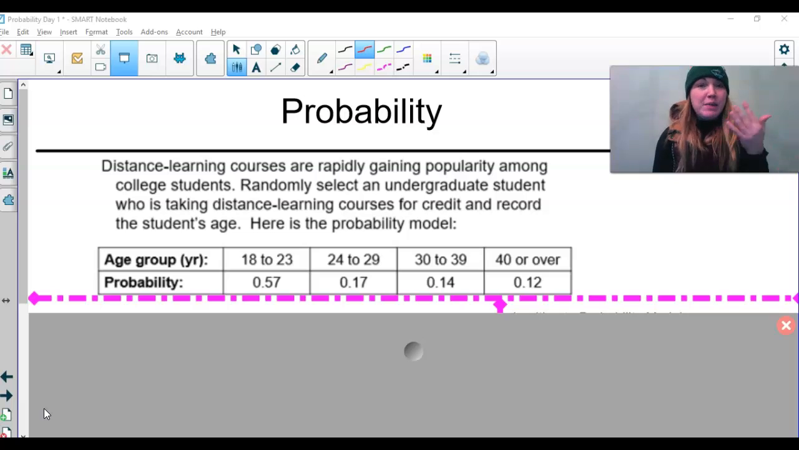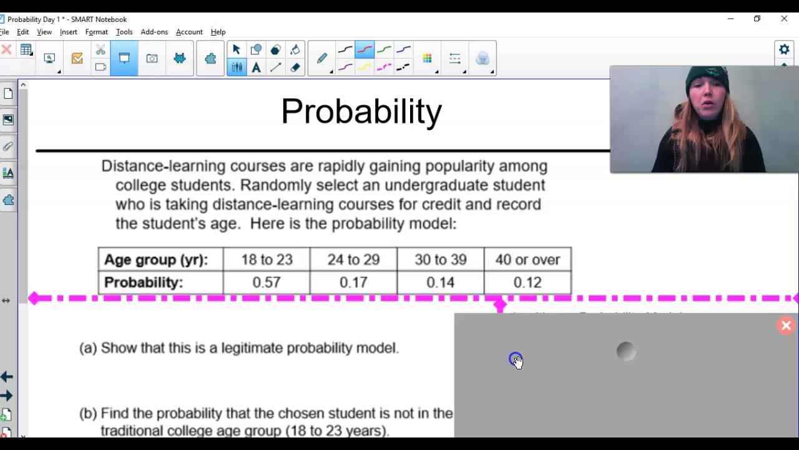What do you know? This is an example that I have used for years and now it is more relevant than ever. Distance learning courses are rapidly gaining popularity among college students. Randomly select an undergraduate student who is taking distance learning courses for credit and record the student's age. Here is the probability model.